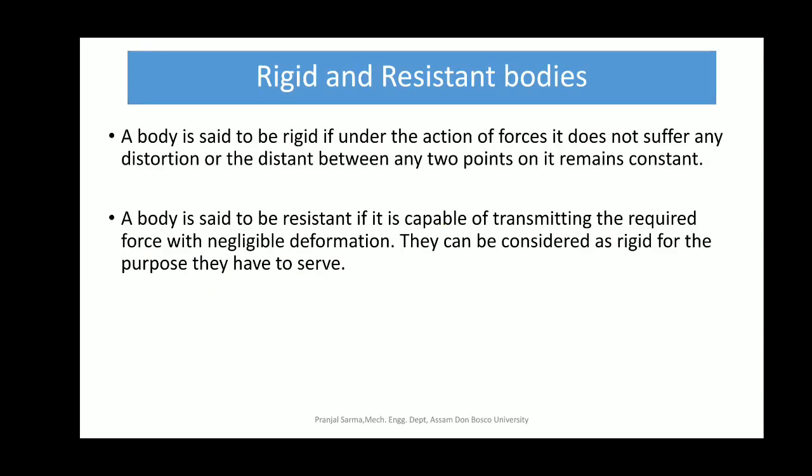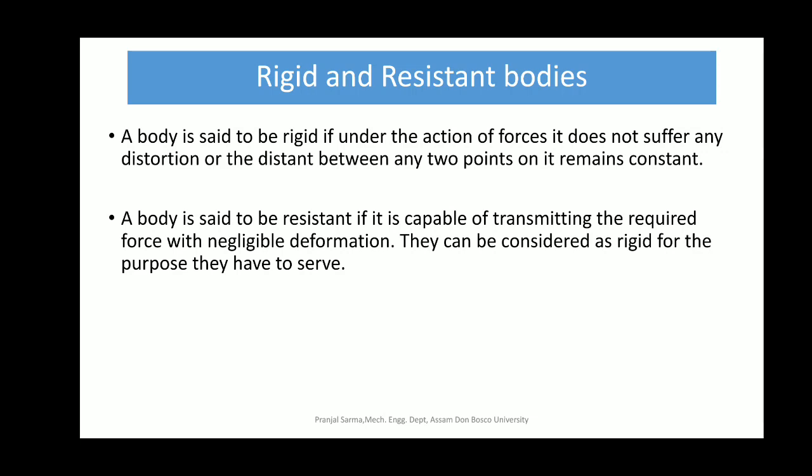Now, rigid and resistant body. If you can recall from engineering mechanics, we have discussed rigid body mechanics. Now there are two terms: one is the rigid body, another is the resistant body. A rigid body is a body that will not undergo any kind of distortion if we apply certain forces on it. Or in other terms, if I consider two arbitrary points on a body, and I apply force and the distance between those two arbitrary points doesn't change, then it is a rigid body.